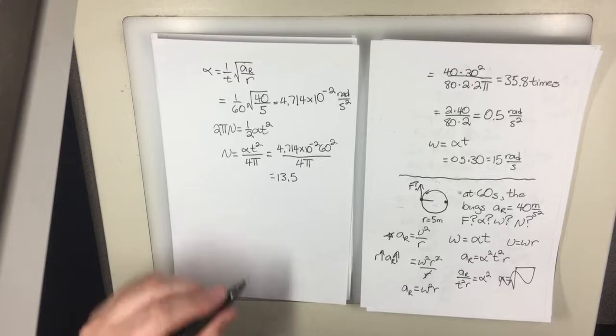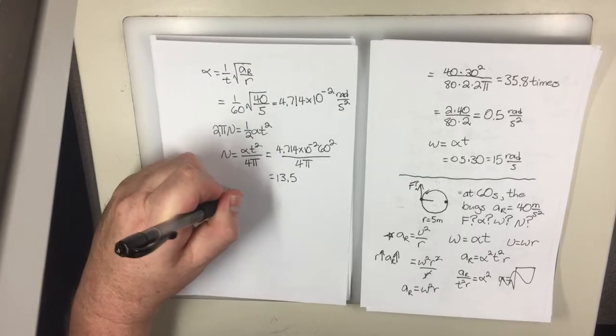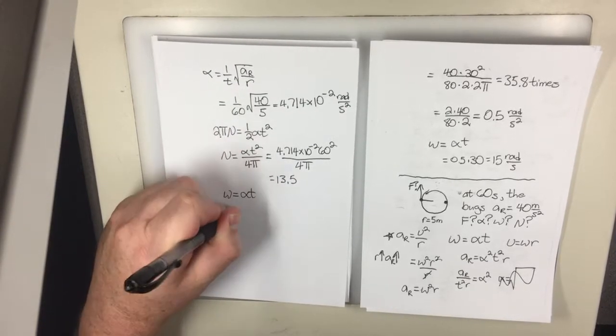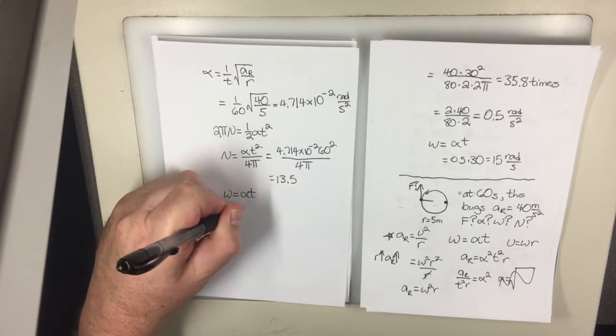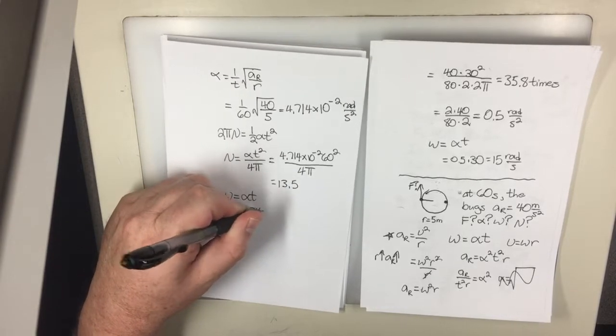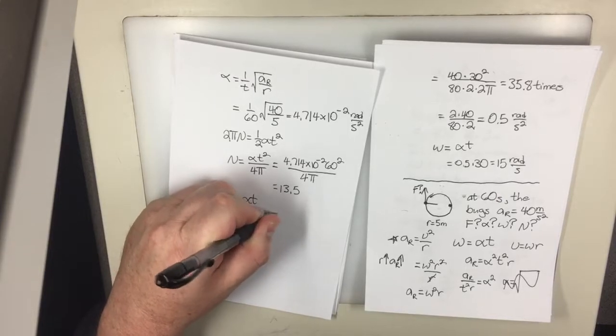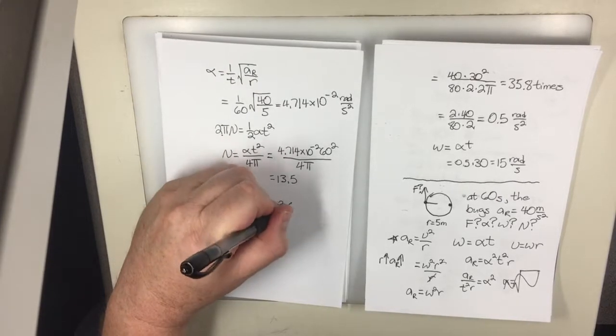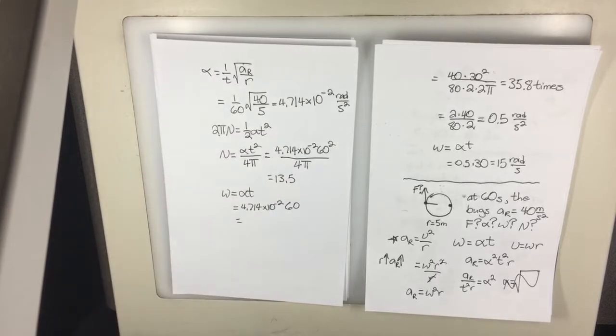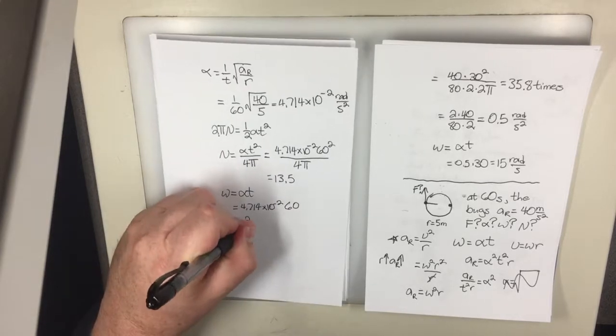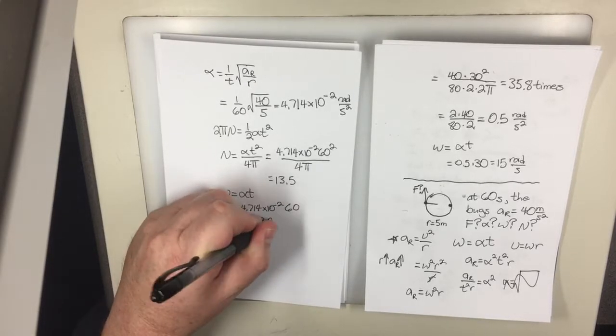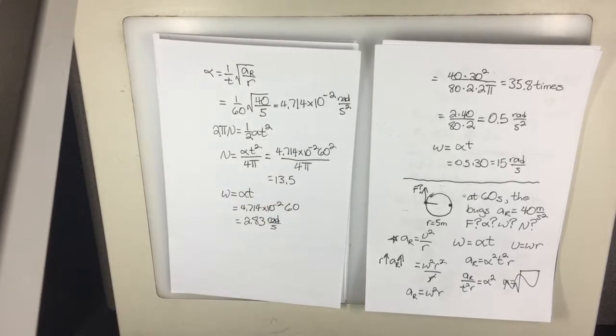What's the force? Well, actually, now we can get omega. Omega is omega naught plus alpha t. Alpha is 4.714 times 10 to the negative 2. Time is 60. So my final omega is 2.83 radians per second. And that's my final omega.